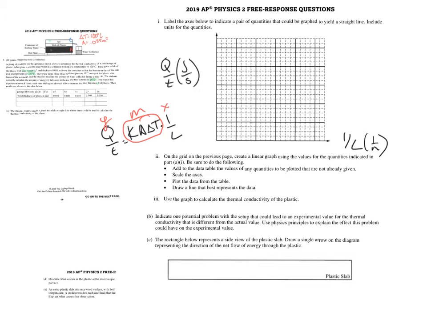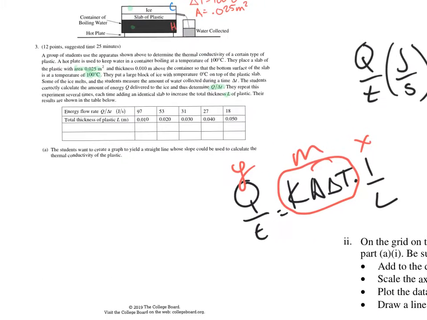I've labeled it and got my units. Then in part 2, they want me to scale this out. So I have to go back over here and fill out my values. So if I graph 1 over thickness, basically 1 over L, I'm going to have data points like 100, 50, 33.3, 25, and then 20. So that would finish out my data table.